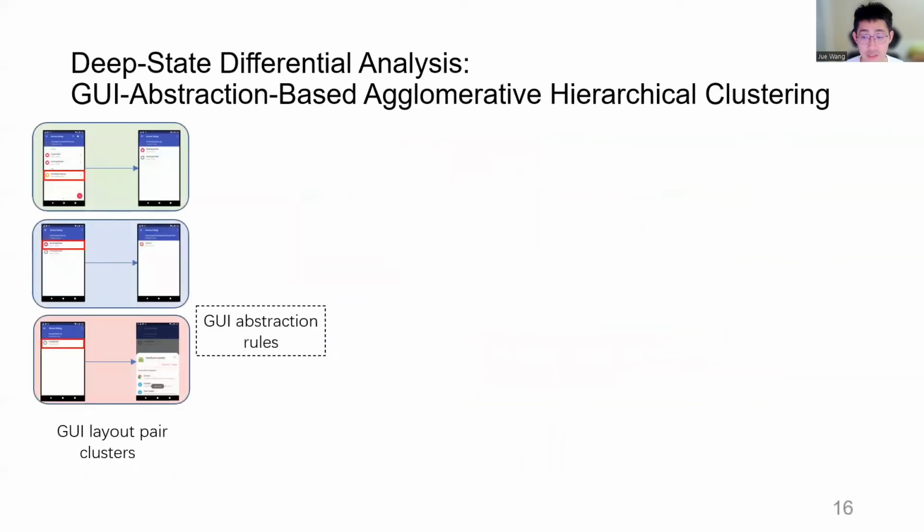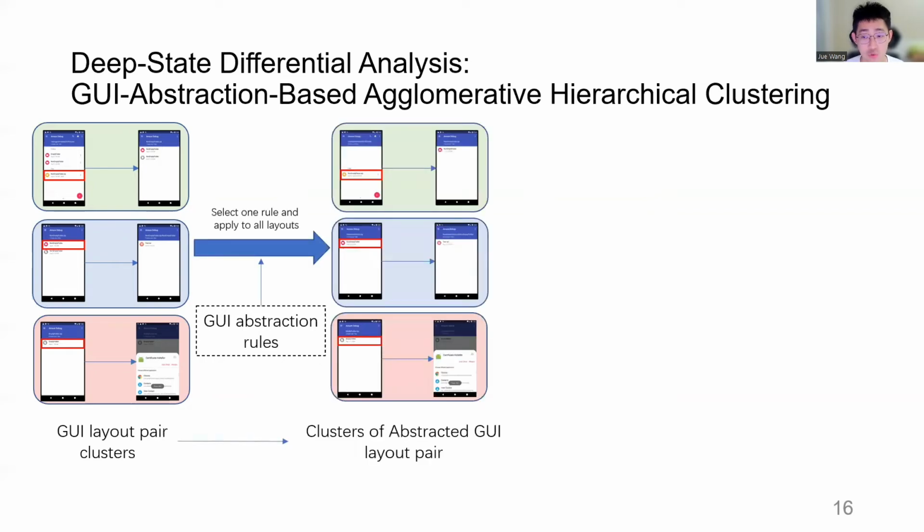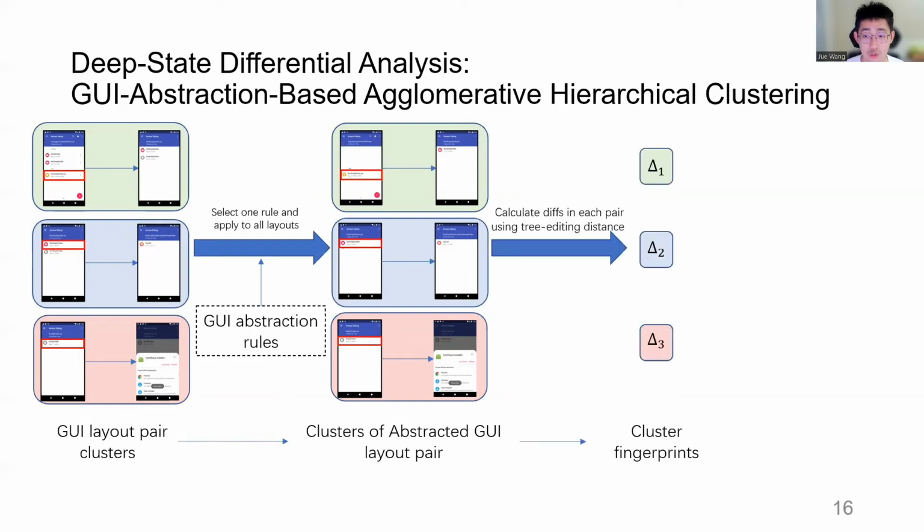To mitigate this challenge, a GUI abstraction-based agglomerative hierarchical clustering is performed by our approach. Based on common abstraction criteria adopted by existing techniques, we design a set of abstraction rules that can be applied individually or combined. With each GUI layout pair in its own cluster with no abstraction, our approach selects one or more abstraction rules and applies them to all layouts for further abstraction. After applying a new rule, our approach measures the similarities between clusters by comparing their fingerprints, which are obtained by calculating the differentials in each GUI layout pair using tree edit distance.